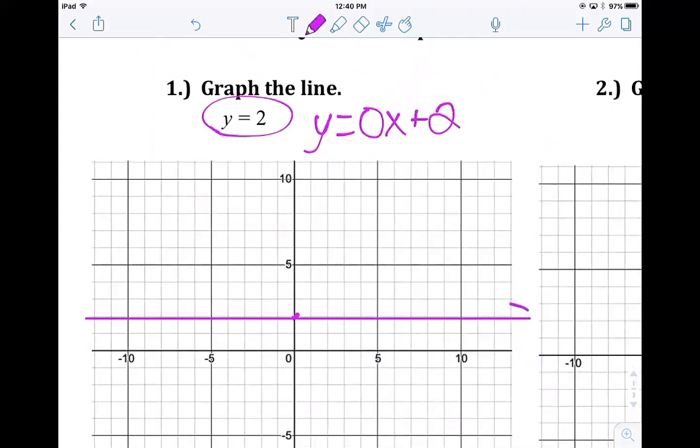So what happens is the slope is 0. So we're not going up, we're not going down, we're just going left or right.